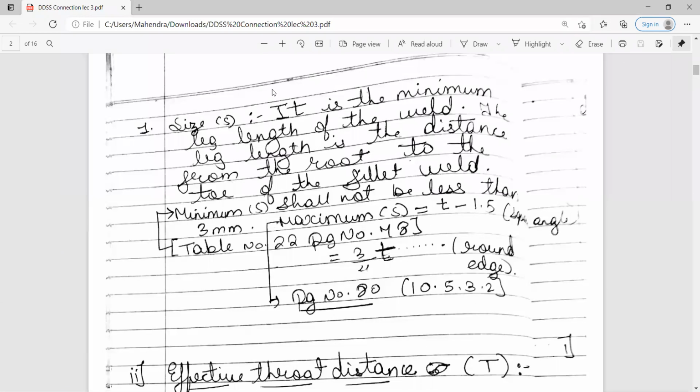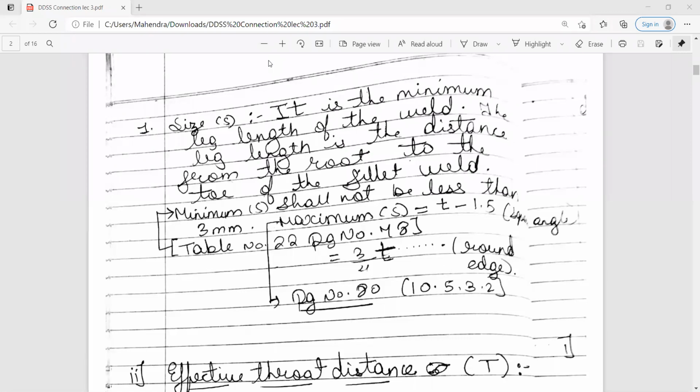Now, what do you mean by S? That is size. Size is nothing but the minimum leg length of the weld, and the leg length is the distance from the root to the toe of the fillet weld. I have already shown you in the diagram what the leg length is. So leg length is nothing but the distance from the root to the toe of the fillet weld. And the minimum S shall not be less than 3 mm.